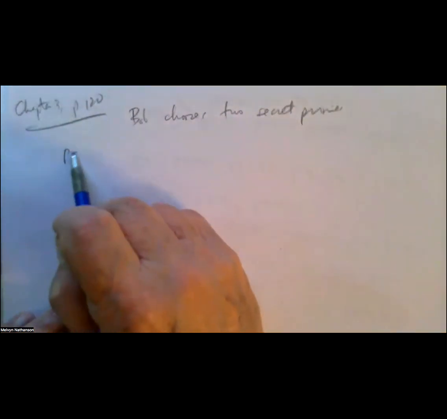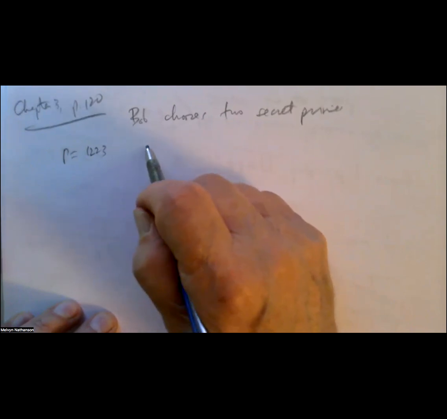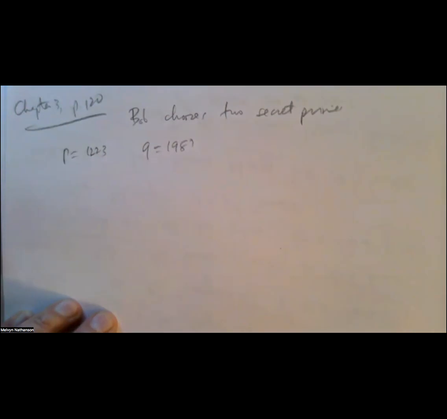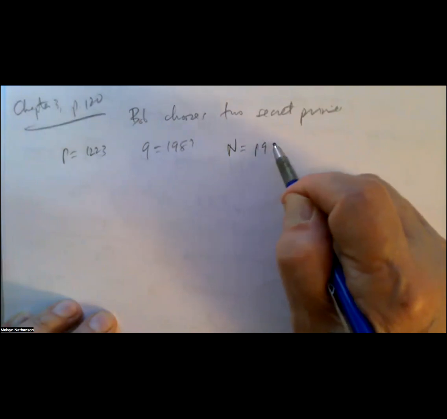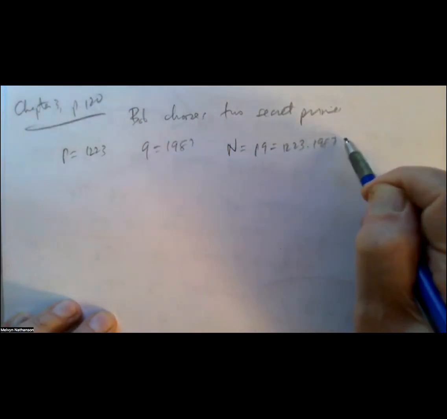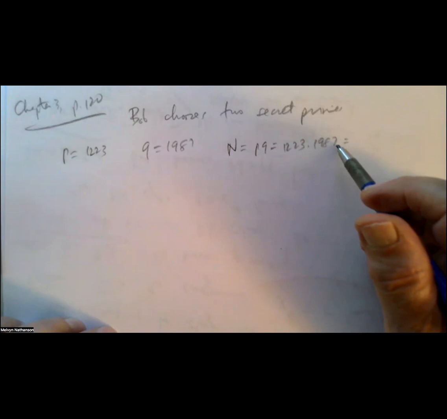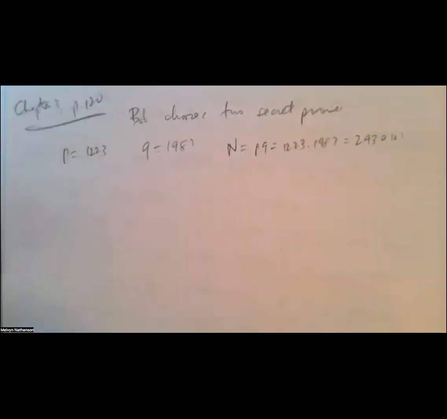Let's say he takes P equal to 1223 and Q equal to 1987. And then he computes P times Q, multiply 1223 times 1987. You can do this on your calculator or on your computer. You get 2,430,101.